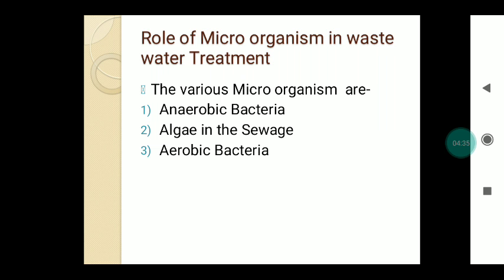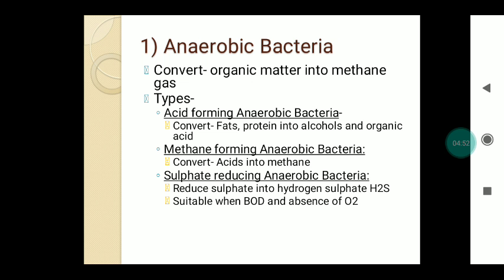Now, the role of microorganisms in wastewater treatment. The various microorganisms found in sewage are anaerobic bacteria, algae and aerobic bacteria. Now let us discuss one by one the microorganisms found in sewage. The first microorganism is the anaerobic bacteria. Anaerobic bacteria means the bacteria which do not require oxygen for the decomposition of the organic matter. The main aim is to convert the organic matter into methane gas, that is CH4.